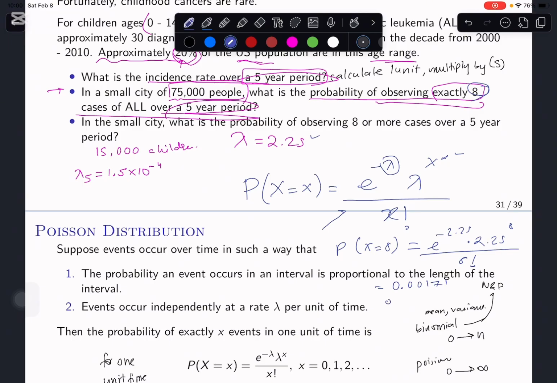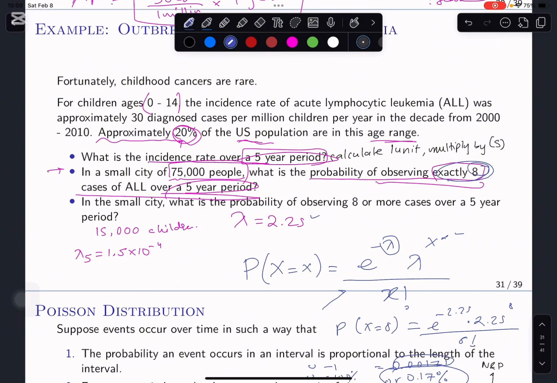0.00171. As we said before, probability is out of 1, from 0 to 1, which is 0 to 100%. You can calculate or translate it to percentage format, which is 0.17%. Alright, so exactly at 8, 0.17%.